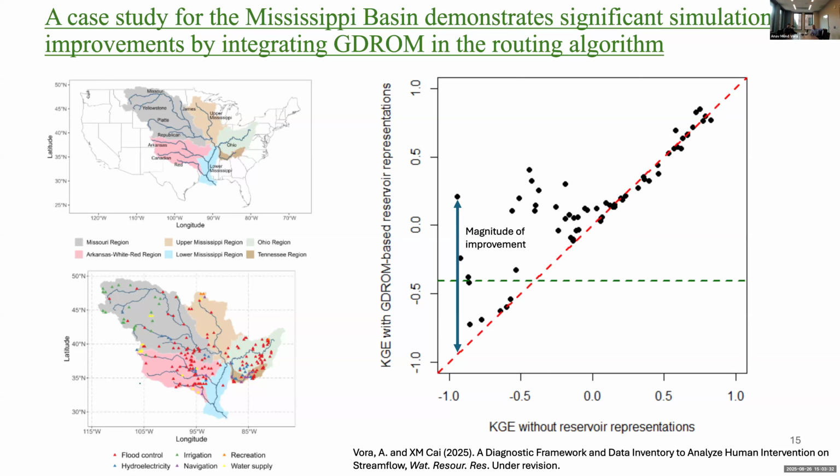This is probably because of two reasons. One is that in those places, those gauge stations are not much affected by reservoir operations, right? And the other one is that because the KGE is already high, there's not much space for improvement, right, for these two reasons.